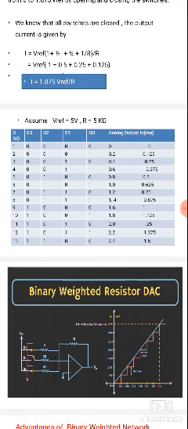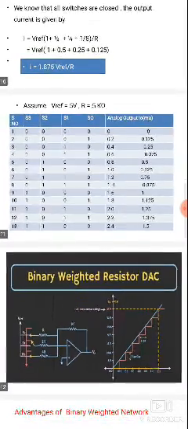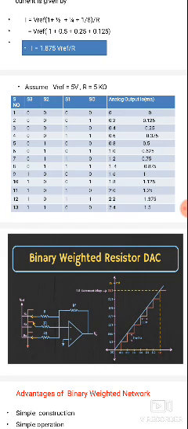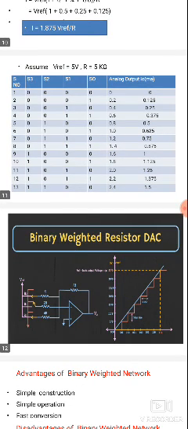That is the total current when all the switches are in closed condition. The total current I equals 1.875 into V reference by R. V reference is the reference voltage, which will be supplied to all the switches, and R is the resistance. Next, if we assume V reference equals 5 and R equals 5 kilo ohms, then I equals 1.875 as the maximum value. So these are the different possible conditions.